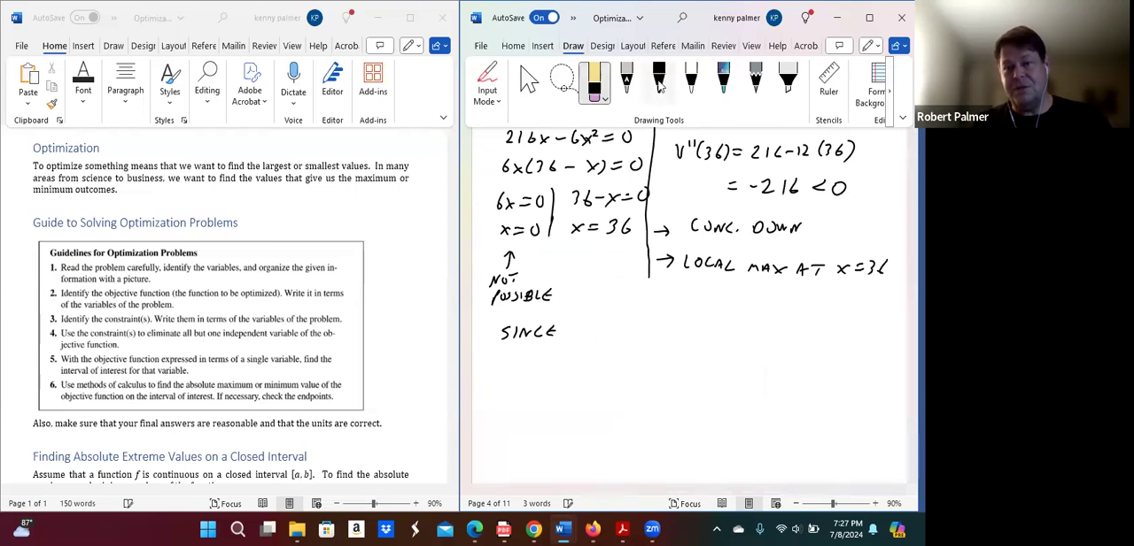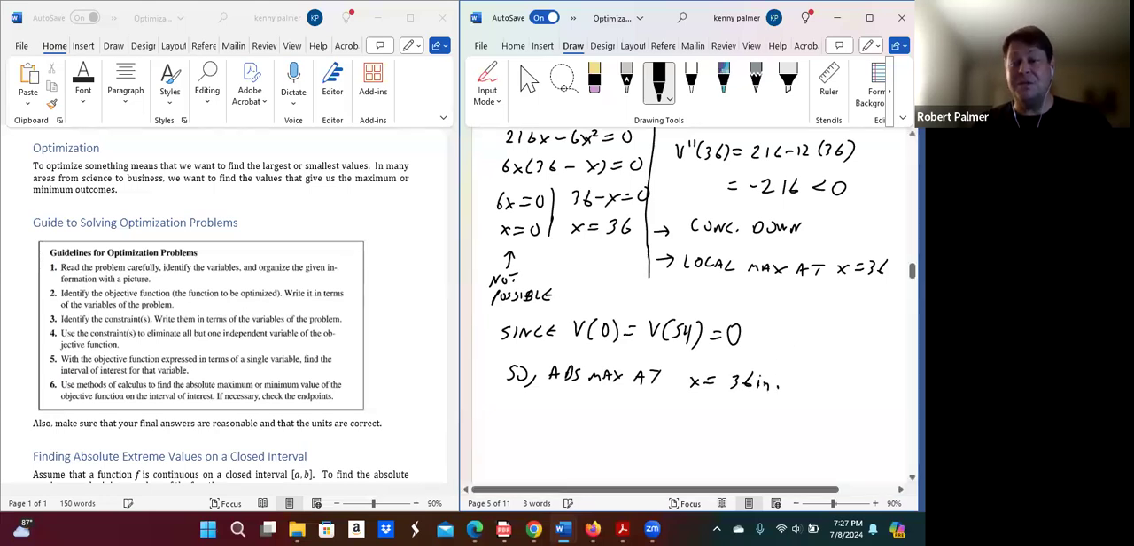I'll also say since V(0) equals V(54), which aren't really bounds since they aren't really included, but still they'd both be 0. So our absolute maximum is at x equals 36. Okay. I also remember that's 36 inches. It's about our units. It's 36 inches.